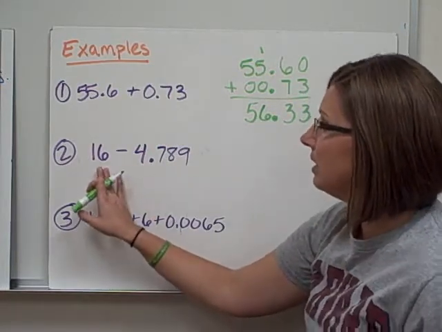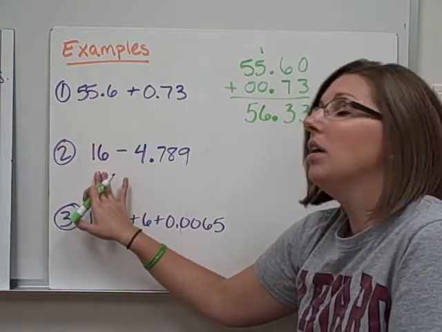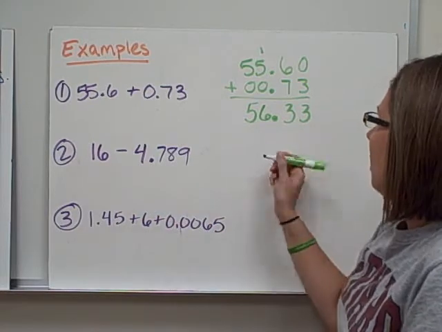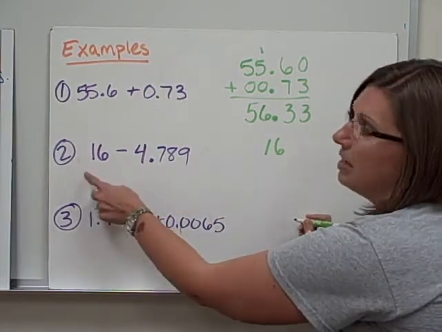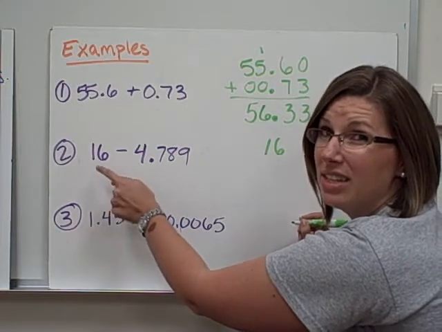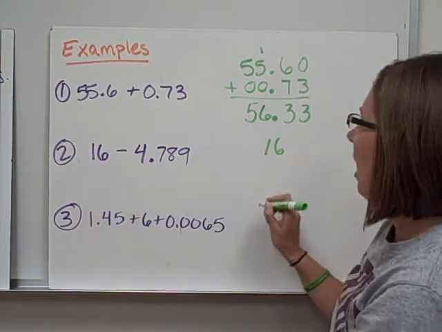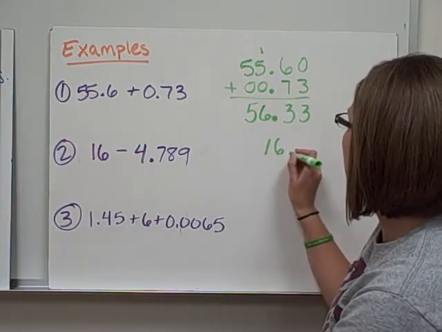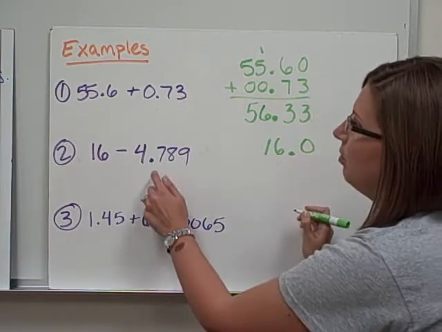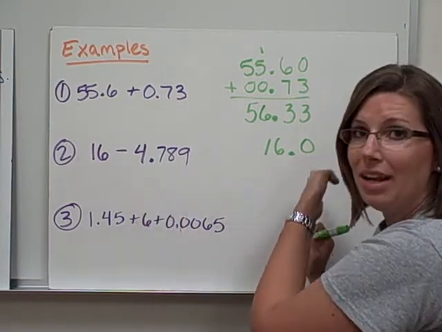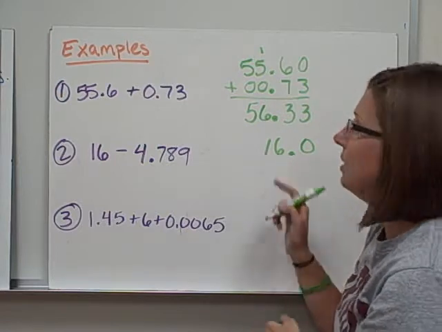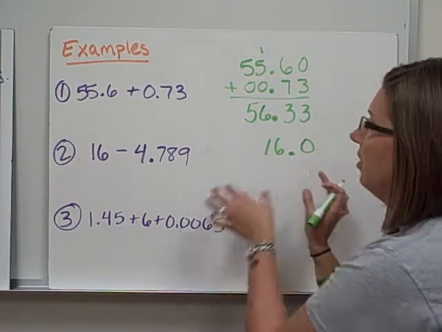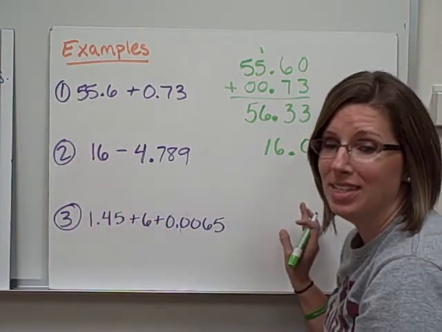Okay, here's my next one, 16. So that has no decimal at all. It's a whole number. Take away 4.789. So I'm going to start with 16, and I'm starting with 16 because it was the first number in the problem. I need to make sure I do that. Start with 16, and then I'm going to go ahead and add a decimal to this number to make it 16.0, so that when I line up this number below it, I can line up my decimals. 16.0 is the same as 16. They are worth the same. Their appearance has changed, but they're still worth the same.